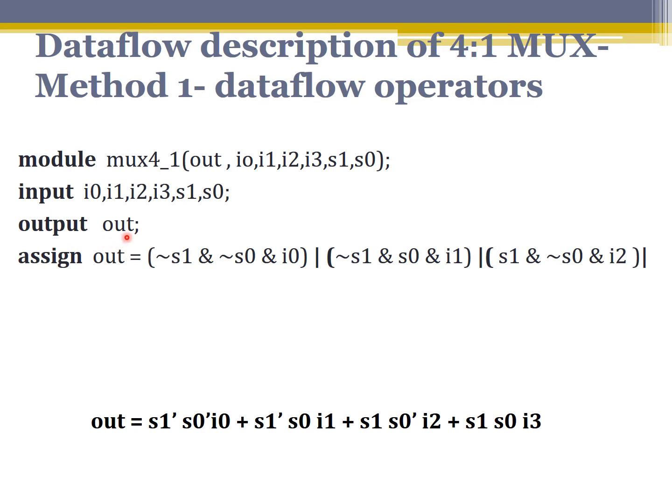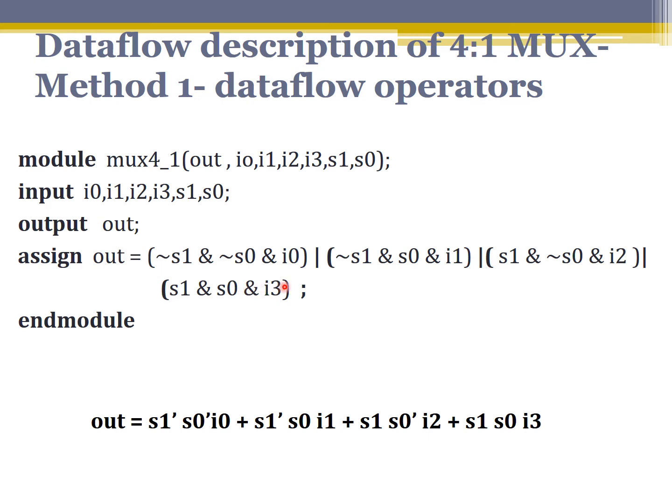The data flow description can be written by using the continuous assignment statement, and the keyword for a continuous assignment statement is assign. So we just have to write assign out is equal to. We have studied the operators now, so we need S1 bar, which is the complement, the bitwise not operator. So not of S1 and not of S0 and I0. Plus is an OR operator, because this is a Boolean expression, and this is an AND operation. So 0 1 is not of S1 and S0 and I1, or S1 and not of S0 and I2, and finally S1 and S0 and I3.